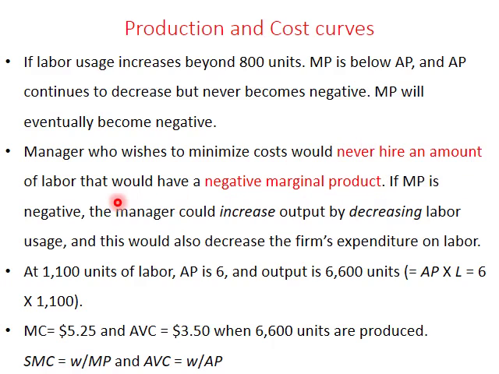If marginal product is negative, the manager could increase output by decreasing labor. By decreasing the labor, the manager can decrease cost, so ultimately increase the output. And this also decreases the firm's expenditure on labor.